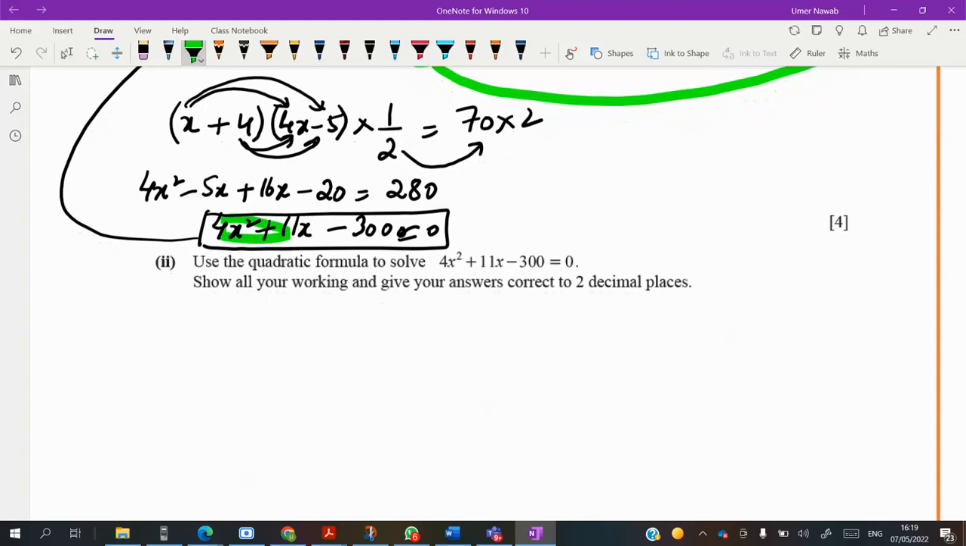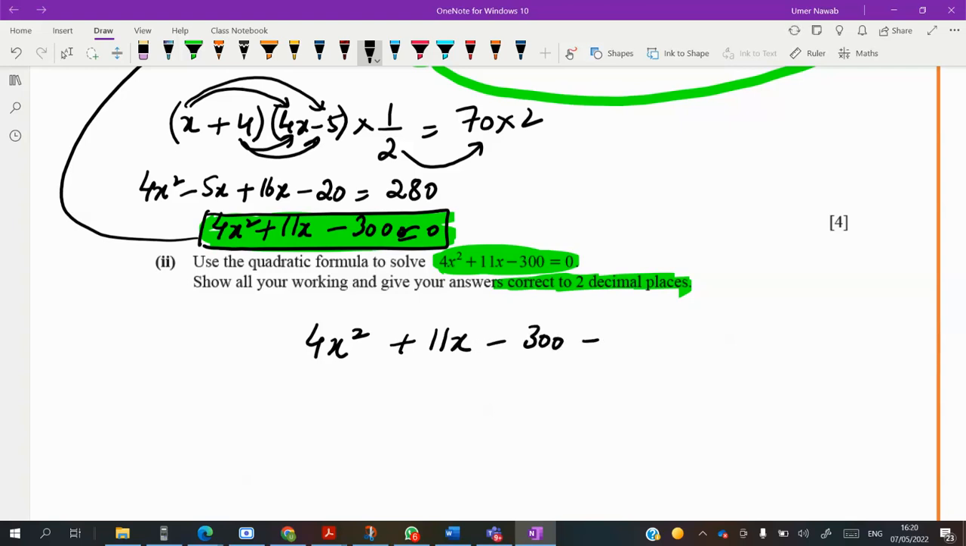Since it is a quadratic equation, there are many ways to solve it. The examiner can restrict you, or the examiner can ask you just to solve. If he just asks you to solve, you can use the factorization technique from the calculator and get the two answers. But now he says you need to give the answer to two decimal places. It means we need to use the quadratic formula, so complete working has to be shown. So a is equal to 4, b is equal to 11, and c is equal to minus 300.